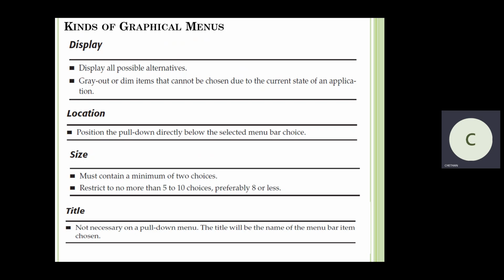Restrict to not more than 5 to 10 choices. Generally, it may not be exactly 5 or 10. It will be close to around that, something like 6 or 7. It will not be 10, and it will not be less than 5 either. Title: not necessary on a pull down menu because the title will be the name of the menu bar item that needs to be chosen.